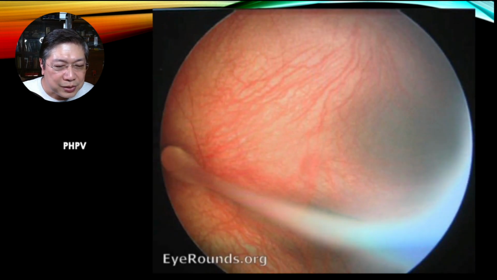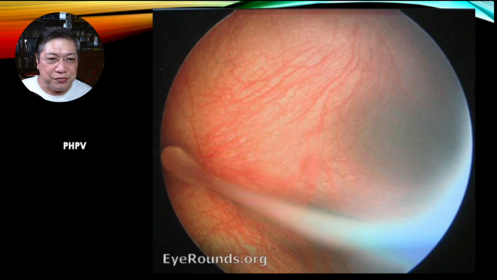Now, this one is a PHPV, or persistent hyperplastic primary vitreous. That small knob on your left is where it's attached to the optic disc, and the blood vessel did not atrophy and remained attached to the back of the lens, so creating an opacity. It's very easy to actually remove this later on.